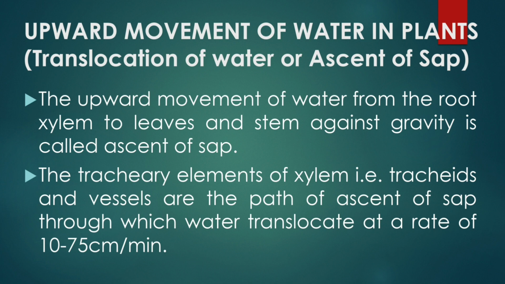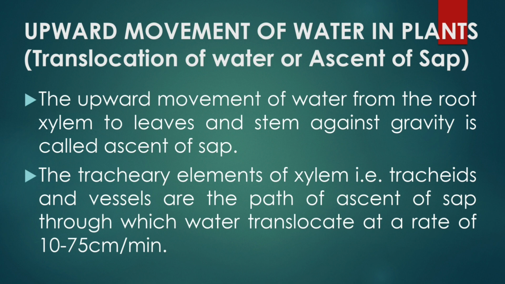Then upward movement of water in plant. So in this way the water will enter inside the plant. Then how the upward movement of water will occur, or translocation of water or ascent of sap. The upward movement of water from root xylem to leaf, that means the top of the plant or stem, against the gravity. It occurs against the gravity. It is called ascent of sap.